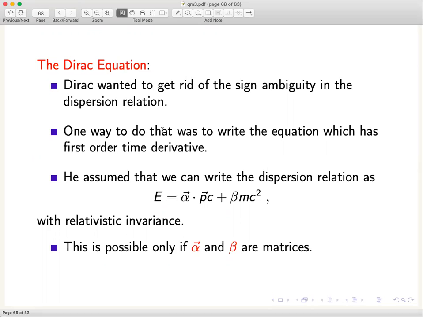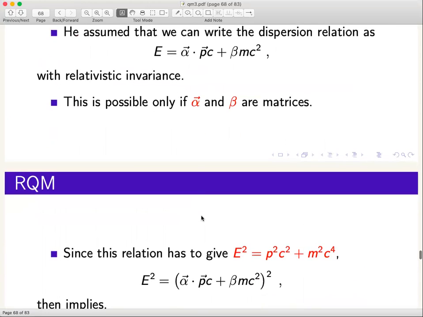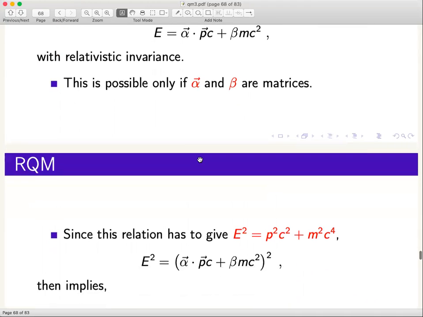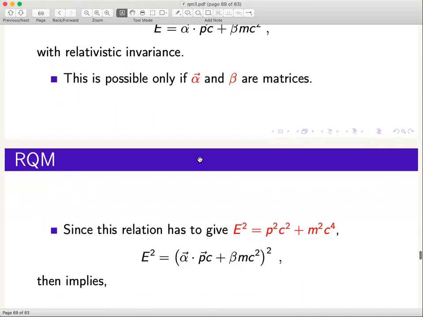Now, of course, he immediately realized that he can write down an expression like this only if alpha and beta are matrices. Otherwise, he wouldn't be able to write down this expression in the first order form and still maintain that the relativistic invariance would require p squared and m squared c to the fourth kind of term. But what should be the form of alpha and beta is not immediately obvious by looking at this, but it is not difficult to derive that.